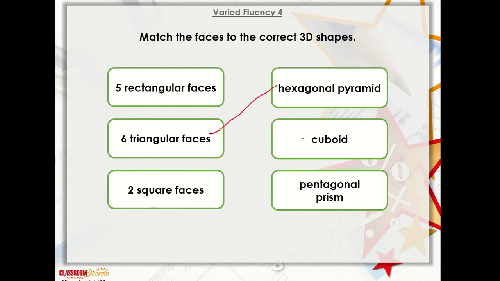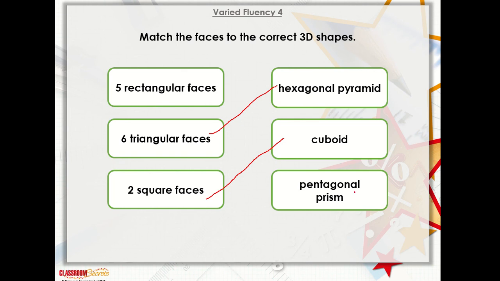A cuboid. Now I know a cuboid has 2 squares, one on either end, and the rest of it is made out of rectangles. I might be tempted to say this one, but if I think very, very carefully, I know that a cuboid has got one rectangle on the top and one on the bottom, one at the right-hand side and one at the left-hand side, but that's only 4. So it's not that one. But I also know that a cuboid has got a square face at the front and a square face at the back. 2 square faces, that matches to that one. So this must be right, but I want to understand why it's right.